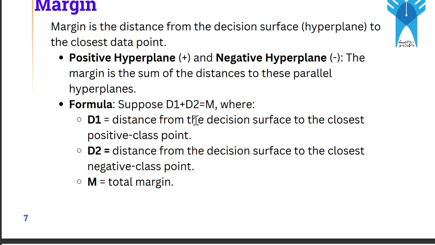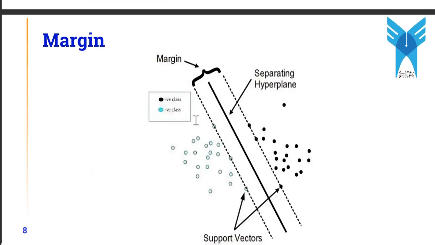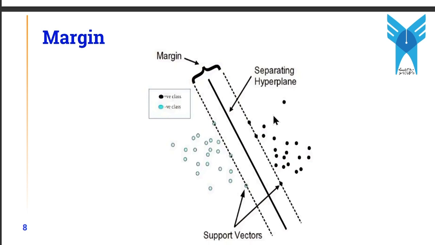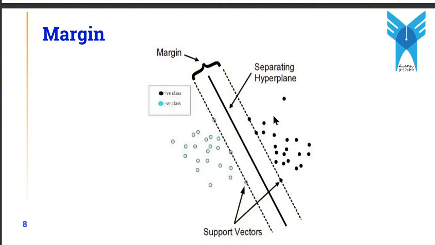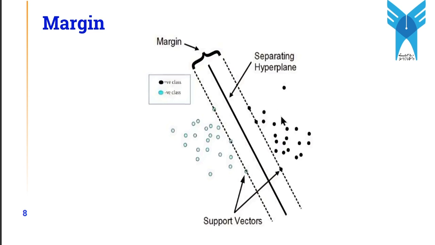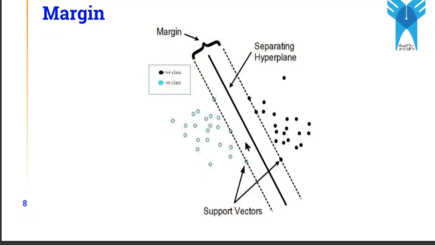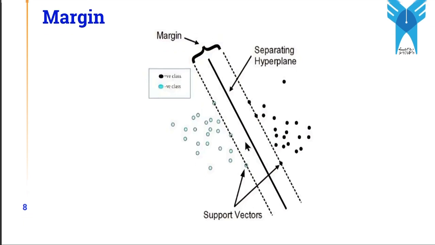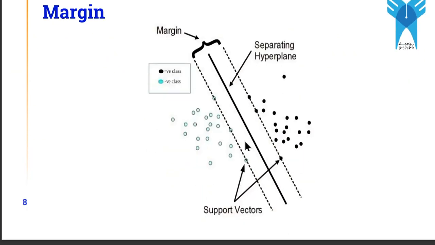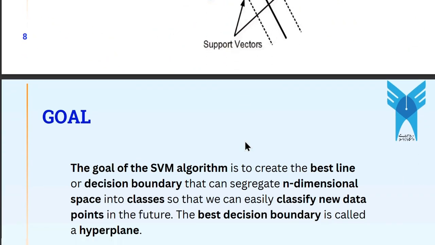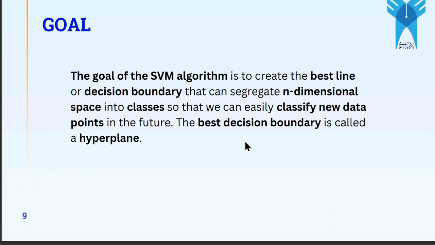Let's dive into margin in SVM. This is just the gap between our decision line, or hyperplane, and the closest data points from each group. Imagine it like a safety zone. It's found by adding the distance from the line to the nearest point in the positive group, d1, and the nearest point in the negative group, which is called d2. So the formula is simply m equals d1 plus d2, easy peasy.